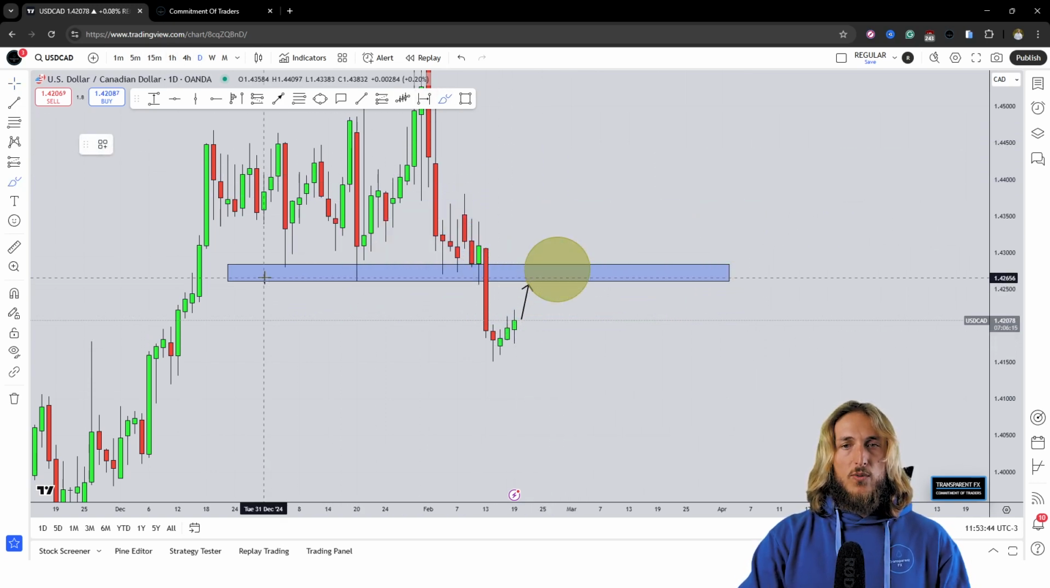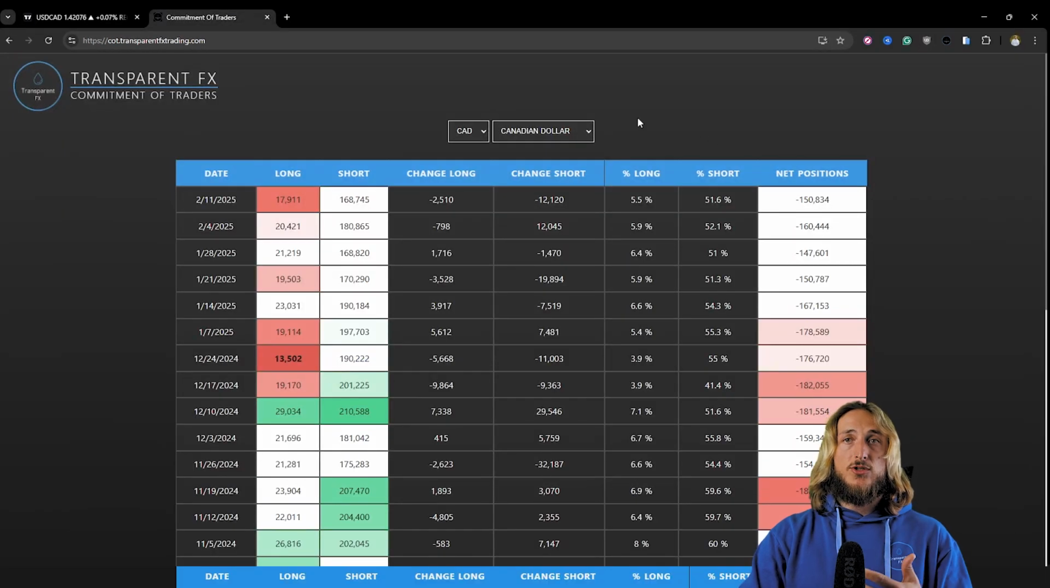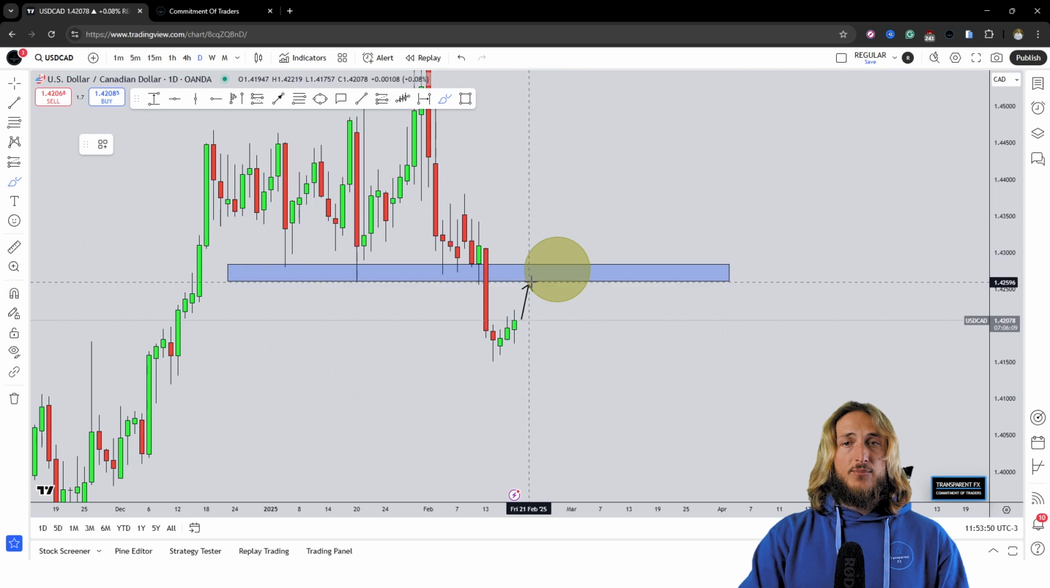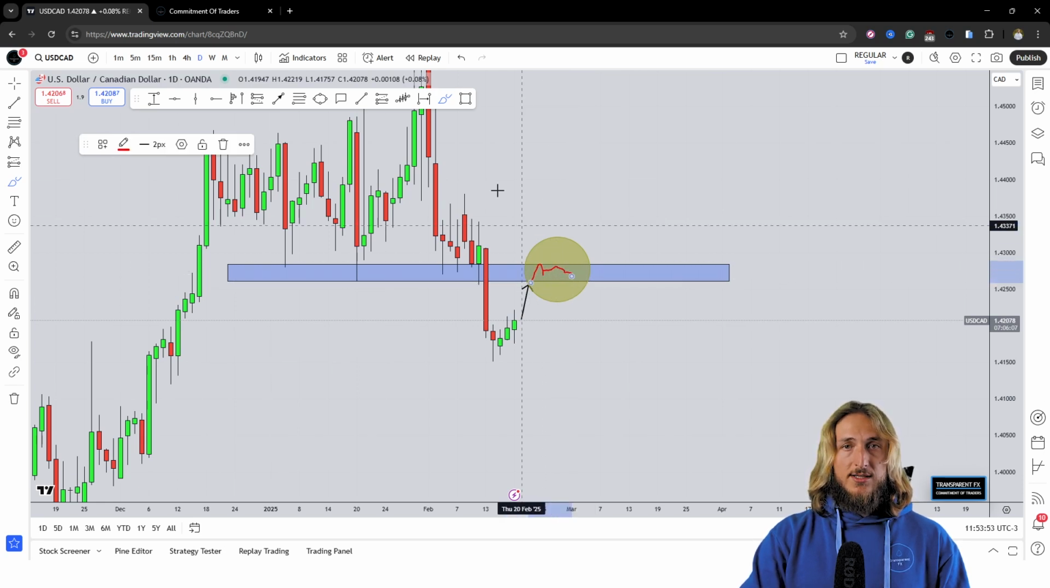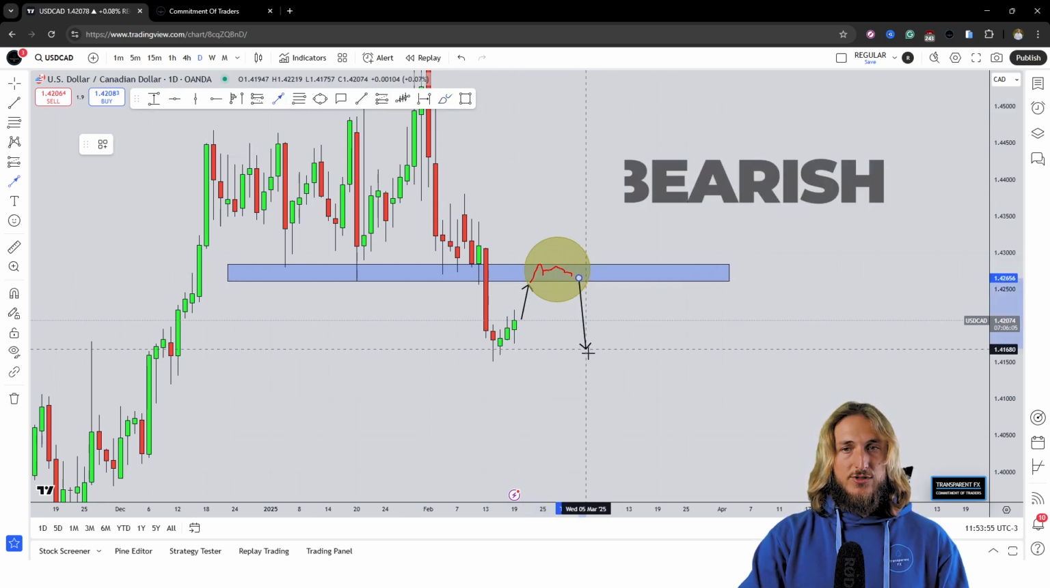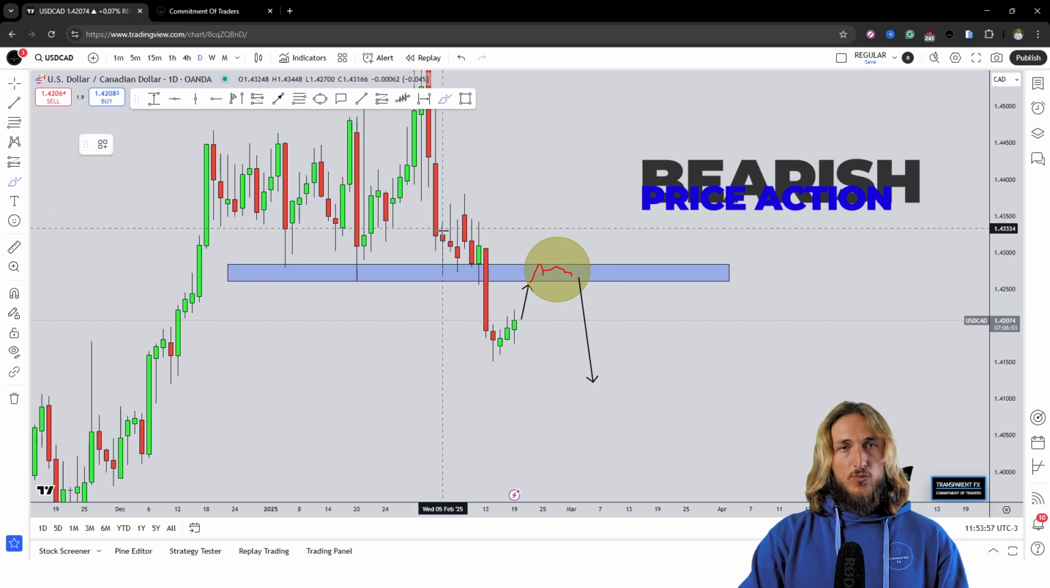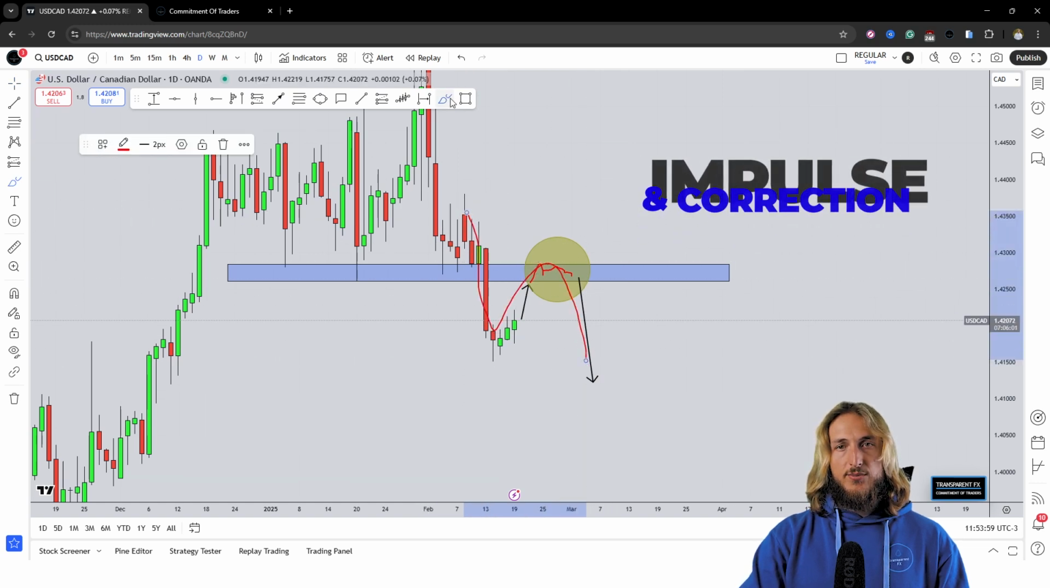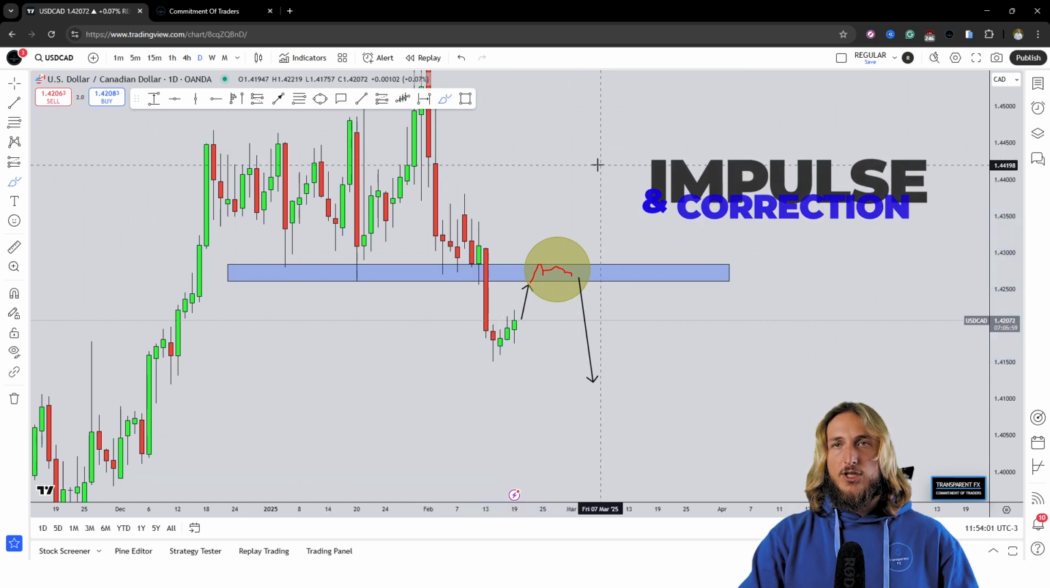Therefore, if the market will go and test this resistance and we see that more institutions will be shorting USDCAD, at that point, I definitely wouldn't be surprised to see a potential rejection to the downside away from this level, completing this daily impulse correction and impulse pattern to the downside. That definitely wouldn't surprise me.